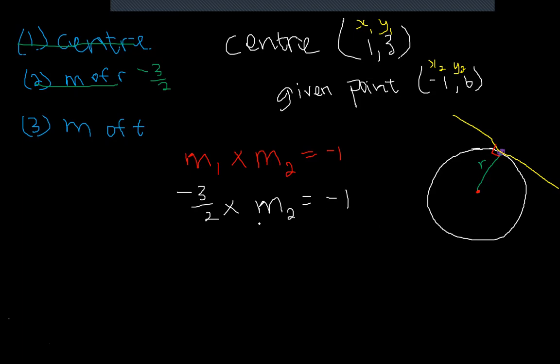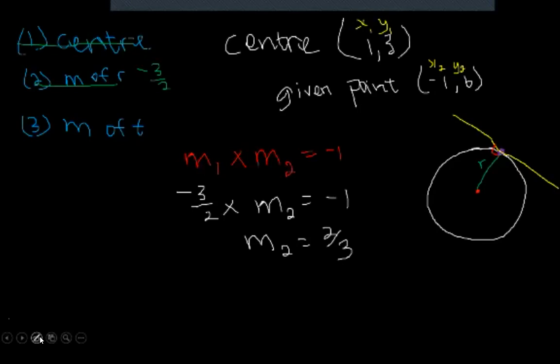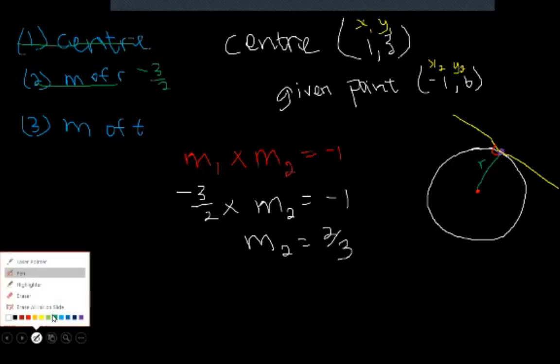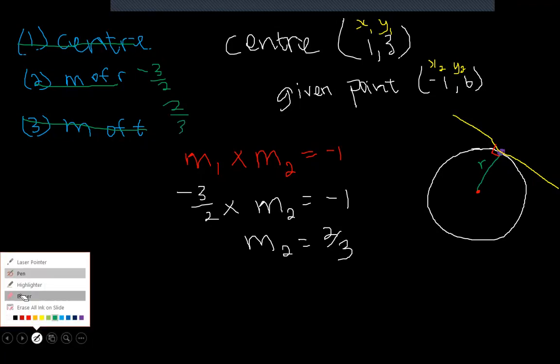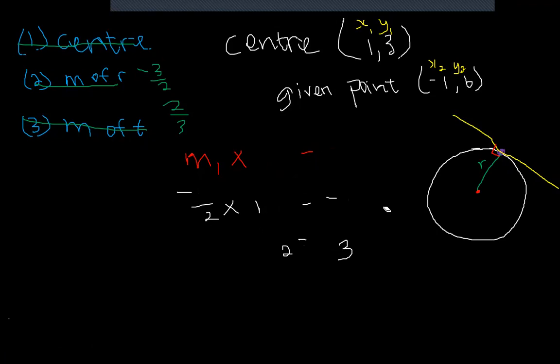What we need to do now is find m2, and m2 is equal to 2 over 3. So this step is finished: 2 over 3. Fourth and final step is to find the equation of the tangent.